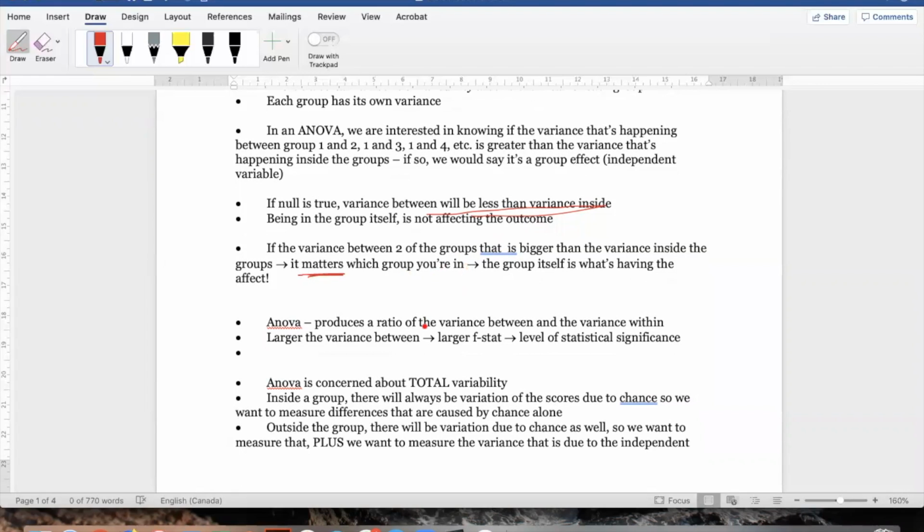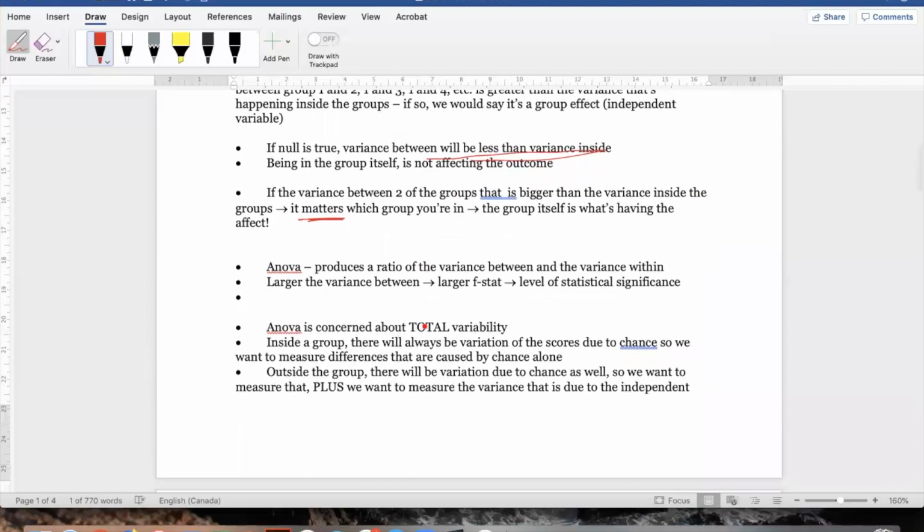ANOVA. The thing to remember about ANOVA is that it gives you a ratio of the variance between and the variance within. This is like test question material. You know, what is it? What is it giving you?